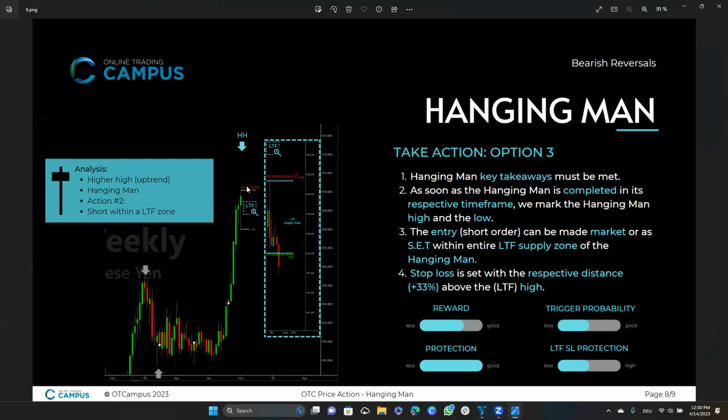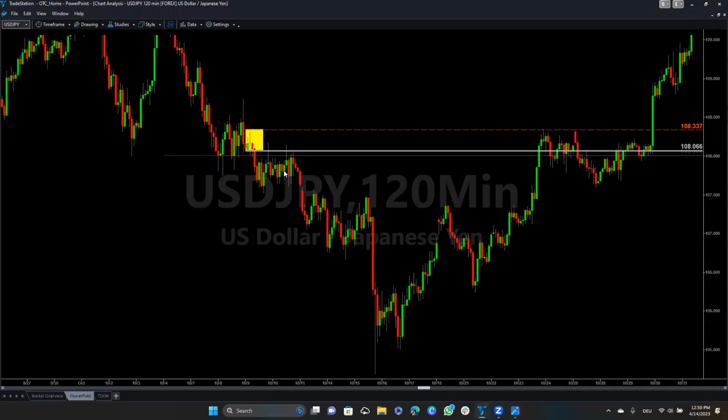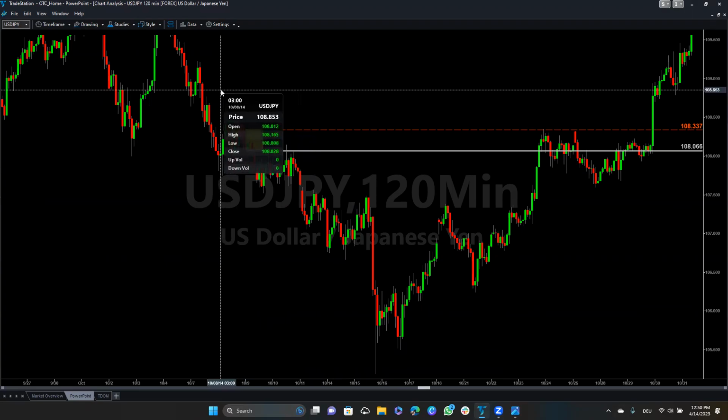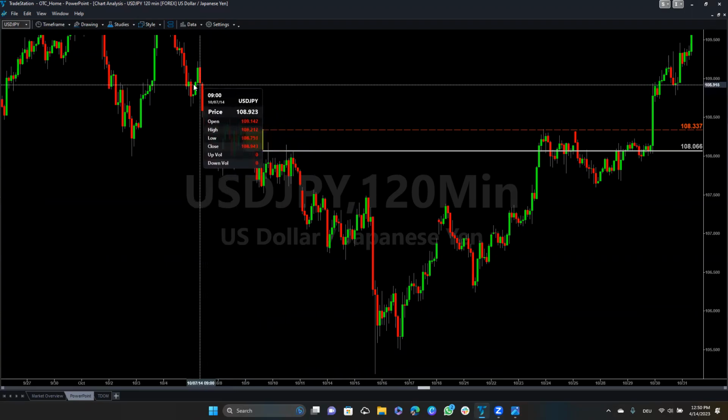That's the best of the best, or above the lower time frame zone. That's the best for your profit margin. This version is the best for your stop loss protection. This one is the best for your profit margin. And here, this one works also very nicely. Let's check something here. A second.